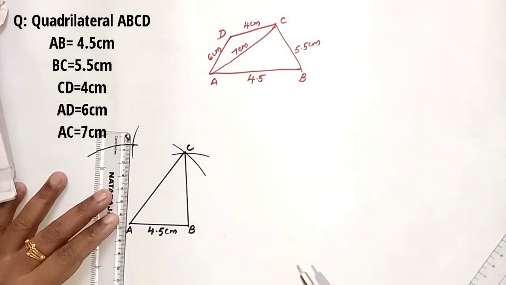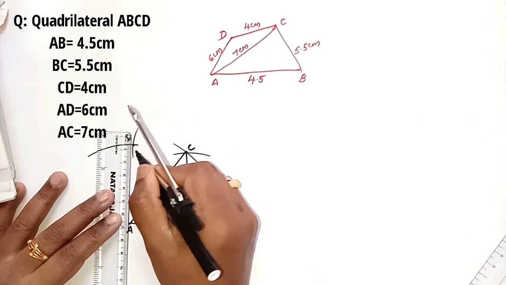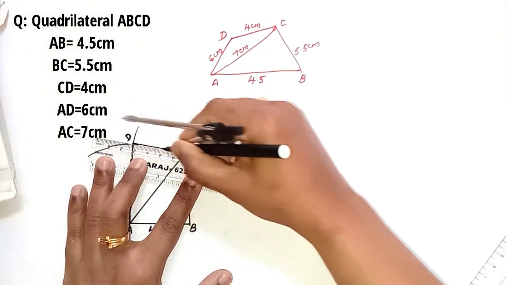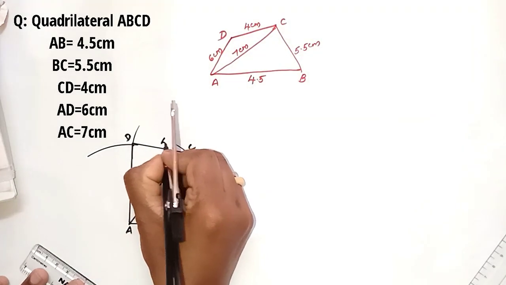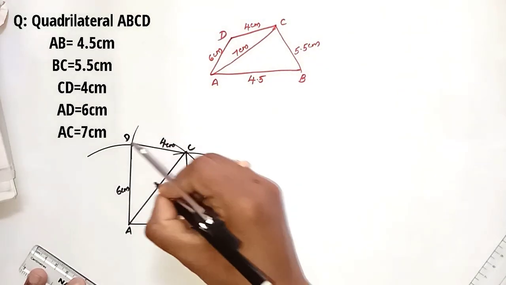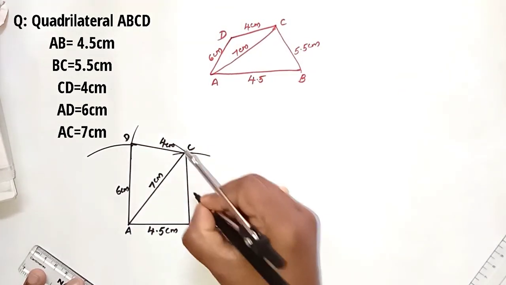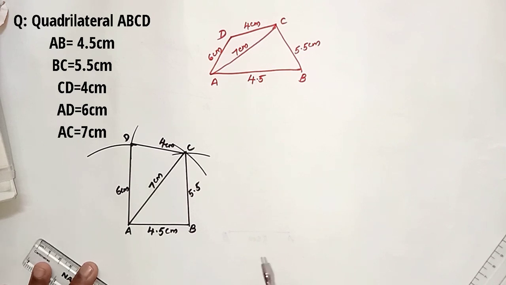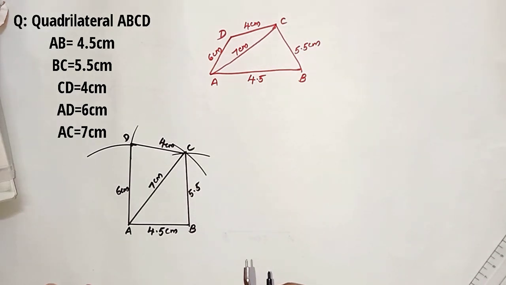Now you can join A and D, C and D also. CD is 4 centimeter, AD is 6 centimeter, AC is 7 centimeter, BC is 5.5 centimeter. This is the required quadrilateral ABCD. Hope you all understood.